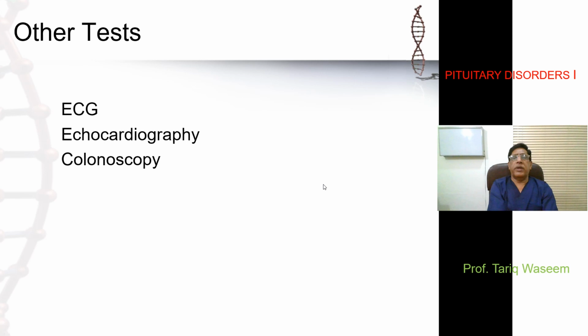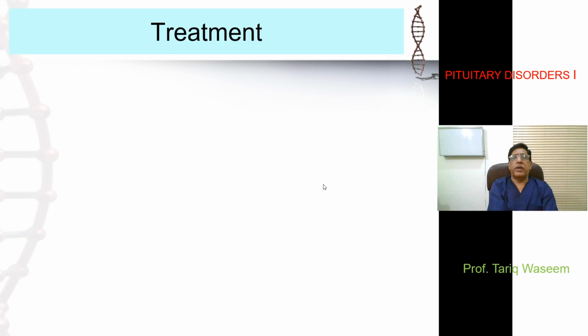Other tests you can perform are an ECG. You can go for echocardiography for looking for LVH of acromegaly. Sometimes for polyps, and in the one who presents with bleeding PR, you might have to go for a colonoscopy, but that would depend upon the patient's symptoms. Right? How do you treat it?